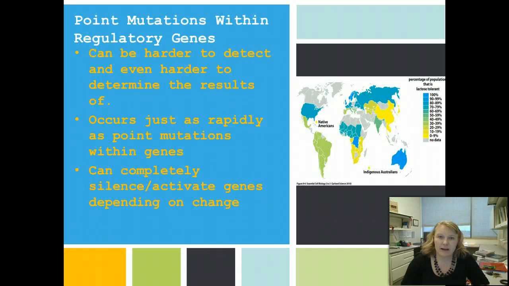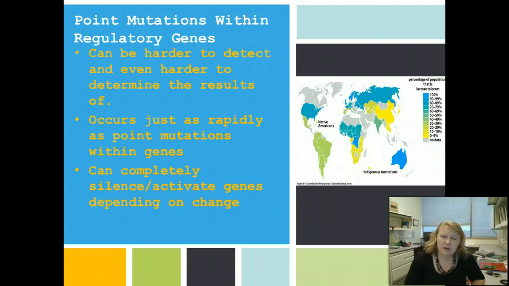So another important aspect is regulatory genes. Now, in fact, I would almost argue that regulatory mutations can be more harmful than point mutations within the gene. And this is because regulatory proteins are really important, and as we talked about, they're important for differentiation of cell types. They're important for regulation of the cell. And so we need to make sure that we understand that these are kind of a big deal.